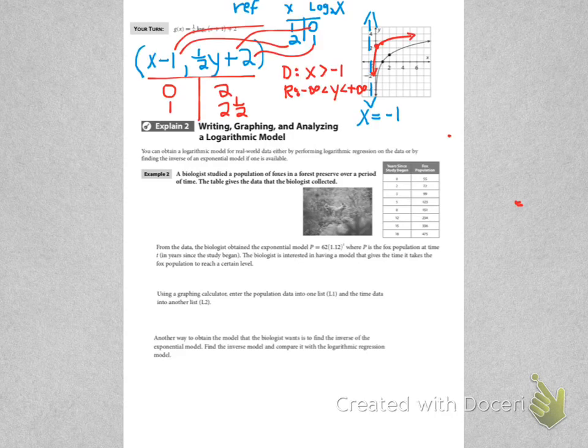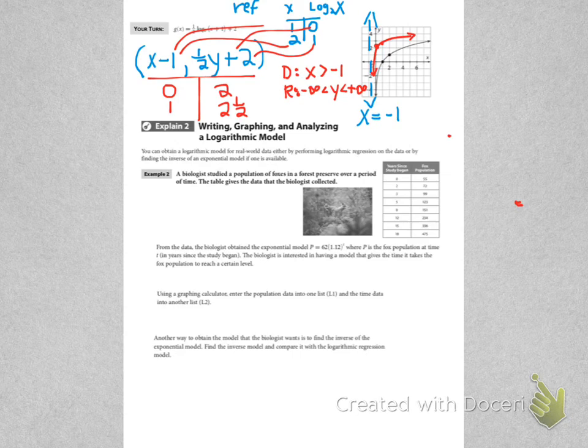Okay, so thanks for giving that one a try. So my coordinates that I came up with from the transformation rule of x minus 1 and then 1/2 x plus 2 were 0, 2, and 1, 2.5. My vertical asymptote was that x equals -1 because of the shift 1 to the left.